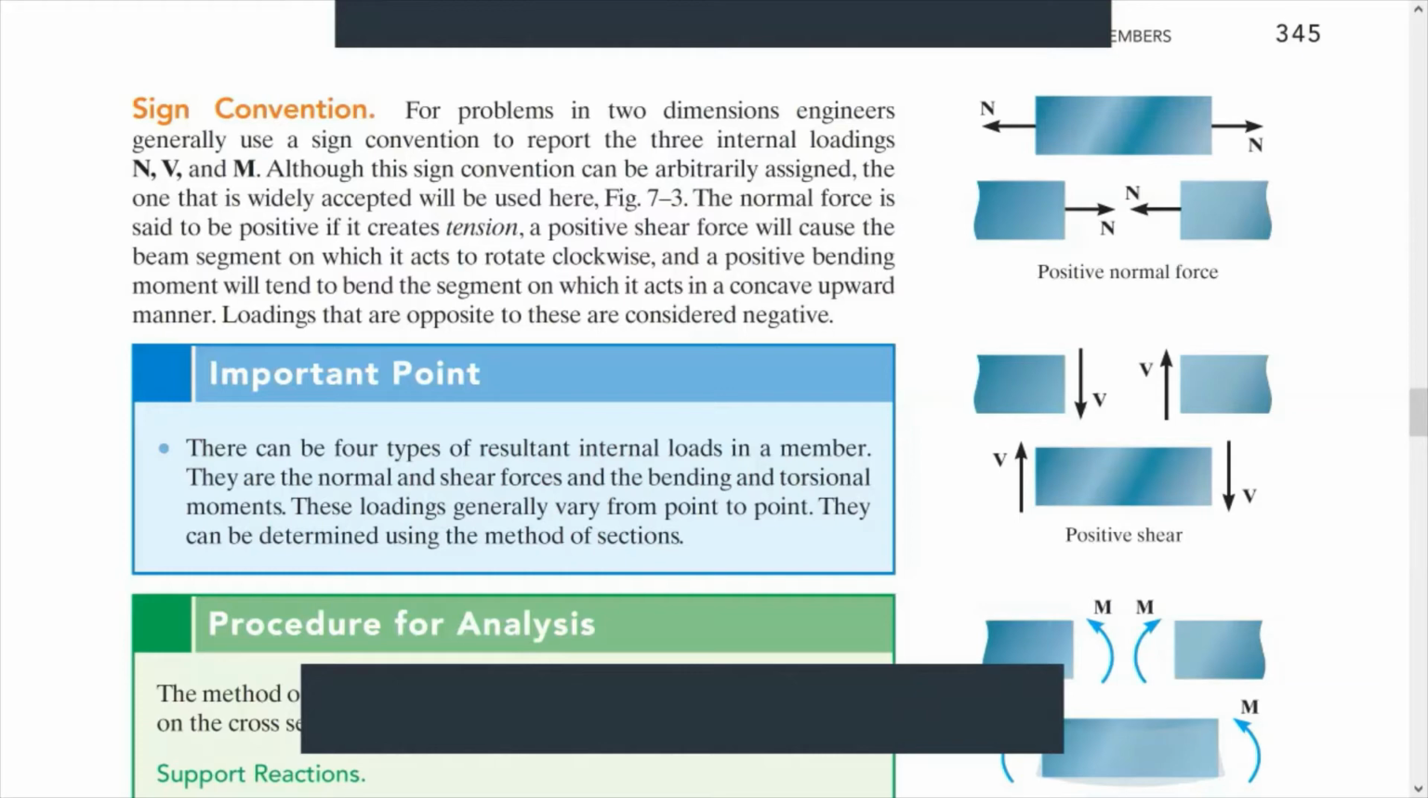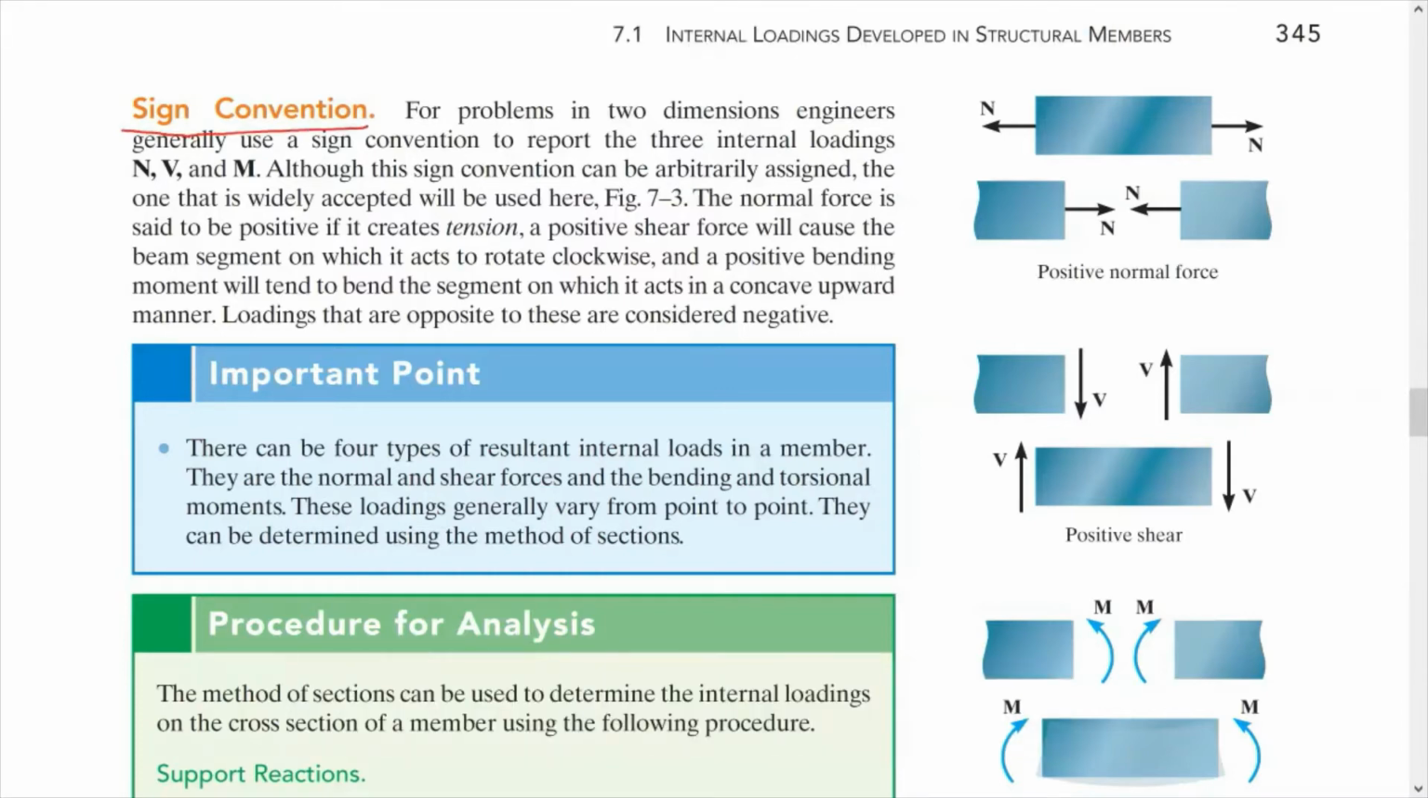To solve a problem in two-dimensional plane, we need to, let's say, assign the sign convention. And we need to assume the sign convention. Yani, where is the positive, where is the negative? So as I mentioned, if we have an imaginary cross section, we do have normal force N and shear V and bending moment M. طبعا sign convention can be arbitrarily assigned. Yani it's an arbitrary process يعني ممكن تختاره بطريقة عشوائية or randomly, okay? But there is a widely accepted sign convention.